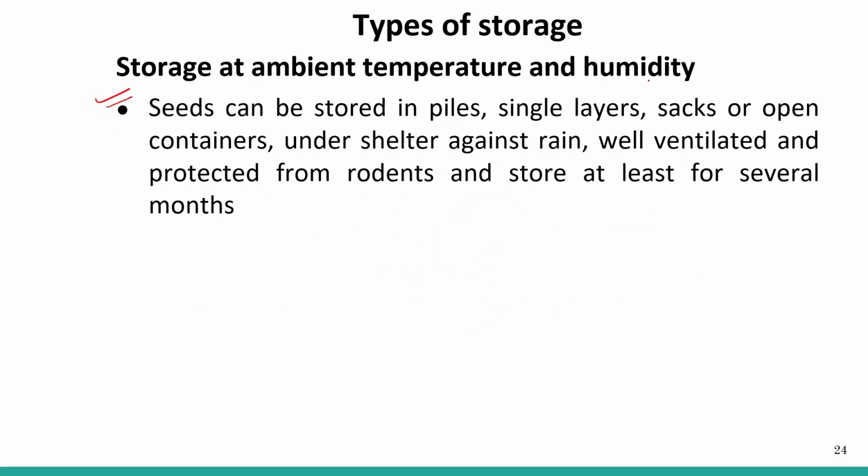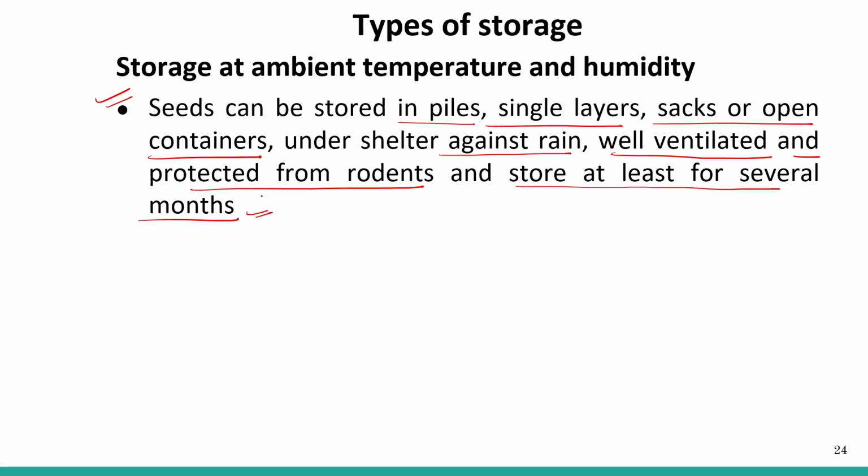Storage at the ambient temperature and humidity. Seeds can be stored in piles, single layers, sacks, or open containers under shelter against rain, well ventilated and protected from rodents, for at least several months. So seeds can be stored in piles, in single layers, or sometimes in sacks or open containers. But they should not be exposed to rain, they should be well ventilated, and there should be protection against rodents. Then they can be stored for months. So this is called storage at ambient temperature and humidity.